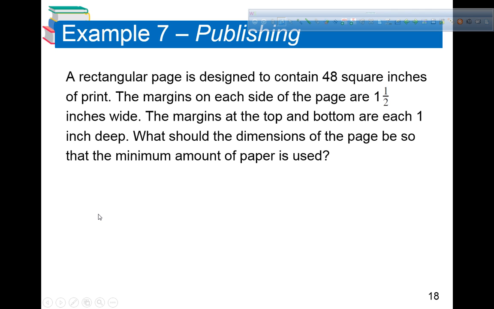Application. Don't write this down. I just want to show you that there are some applications of this. Okay? And I didn't assign a problem like this. So a rectangular page is designed to contain 48 square inches of print. The margin each side of the page have to be 1.5 inches wide. The top and bottom have to be 1 inch deep. What should the dimensions of the entire page be so that the minimum amount of paper is used?